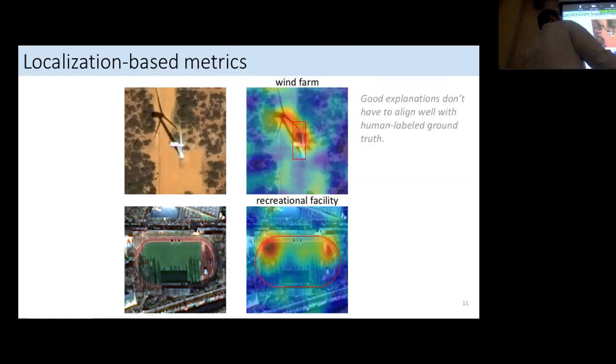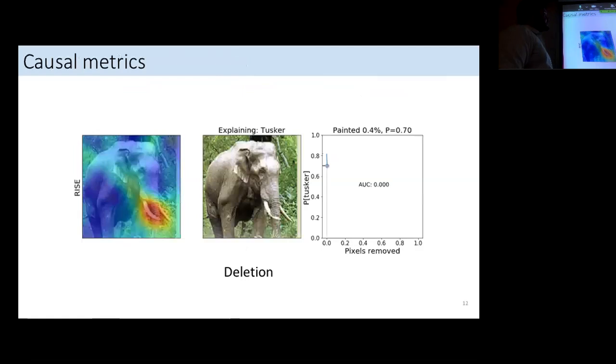Again, you can see, as a human, I would say this entire stadium arena area here contributes to the decision. However, you can see these smaller regions here are what is truly contributing to the overall prediction.